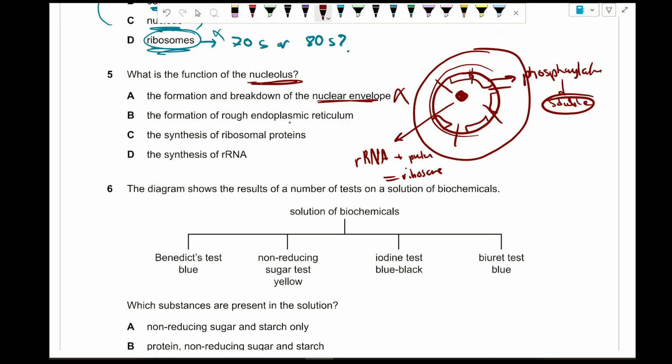B. The formation of the rough endoplasmic reticulum. No, this is also incorrect. Its function is the synthesis of ribosomal RNA. C. The synthesis of ribosomal proteins. Now, proteins is incorrect. We just mentioned it's ribosomal RNA and then it combines with proteins to form the ribosome. It does not form the ribosomal proteins. Therefore, the only correct answer here is D.